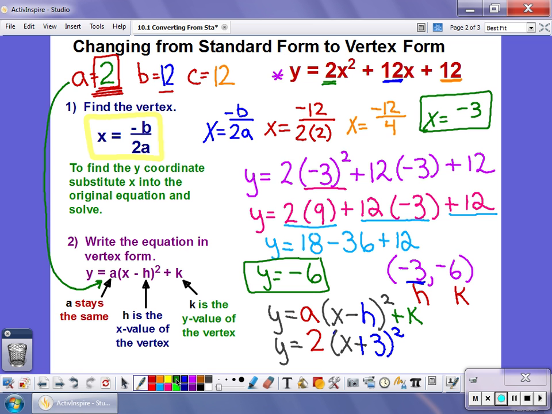And then I get plus k. Remember, this is our k value, so that's plus negative 6, which we'll just write as minus 6. So this is my vertex form. y equals 2 times x plus 3 squared minus 6.